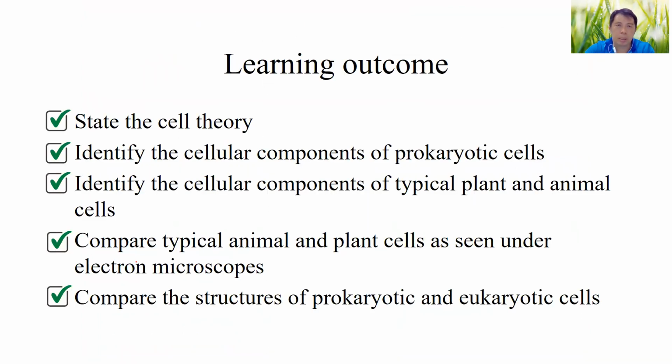All right, so in this video, you already learned about the cell theory and the cellular components in prokaryotic cells and also in eukaryotic cells. For eukaryotic cells, we also studied the typical plant cell and the typical animal cell, and we compared the typical animal and plant cell as seen under the electron microscope, as well as the comparisons between prokaryotic cells and eukaryotic cells. For the coming videos, you will learn each of these cellular components and the organelles in plants and also animal cells.